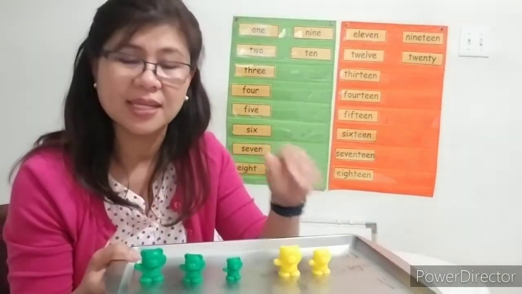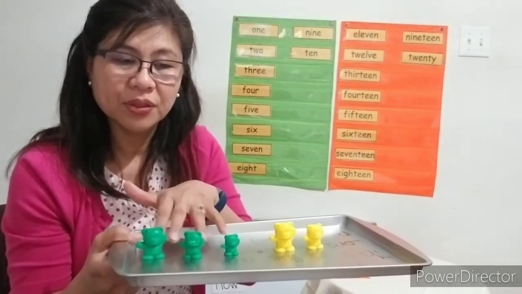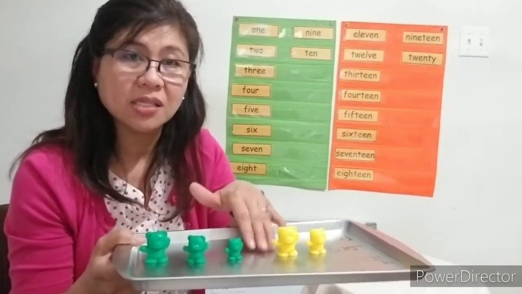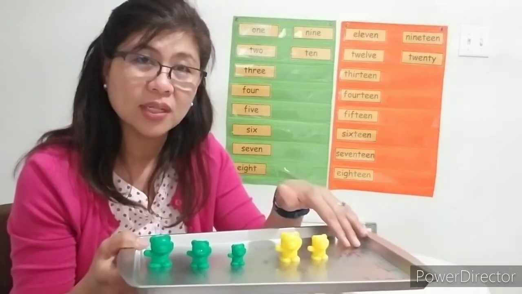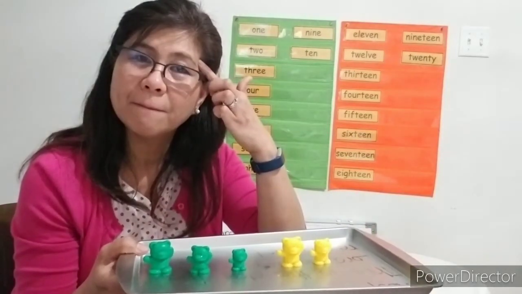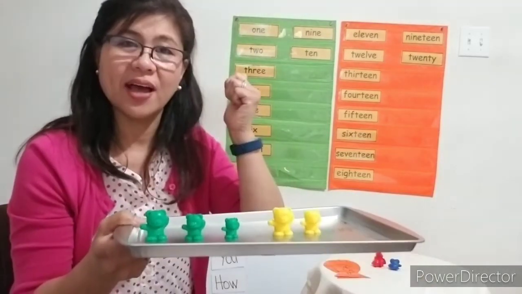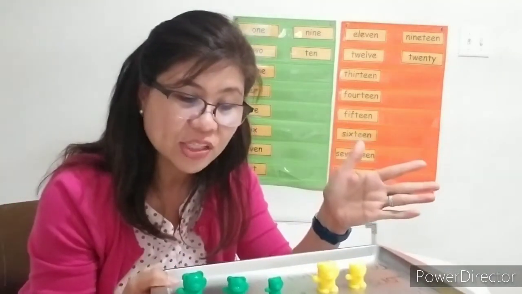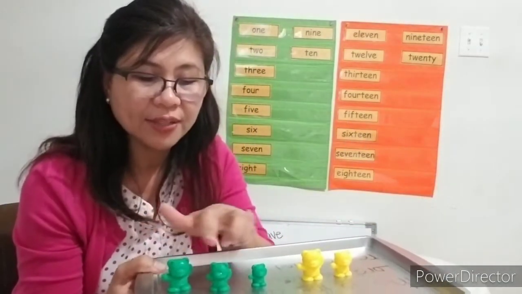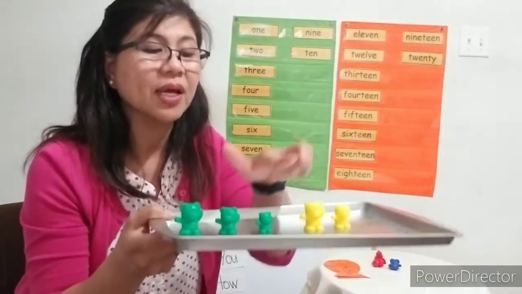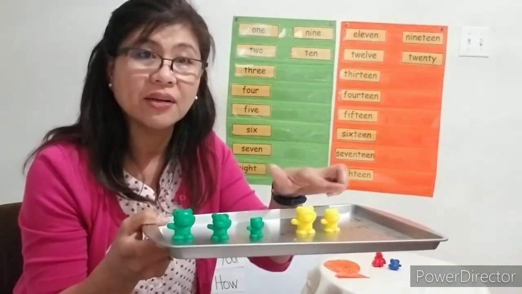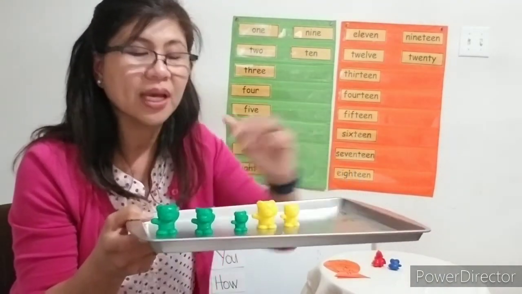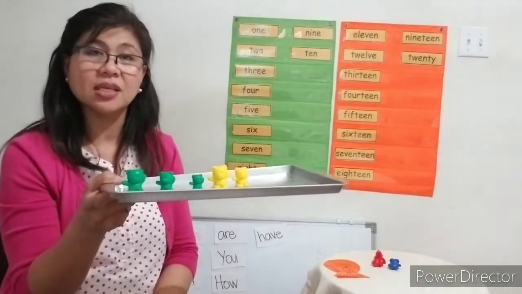What's the addition sentence for that? 3 plus 2 equals, what's the sum? Is it 6 or 5? It is 5. Let's count. Let's check. 1, 2, 3, and we put them together. Keep going. 4 and 5. So if you put them together, we have 5 bears in all.